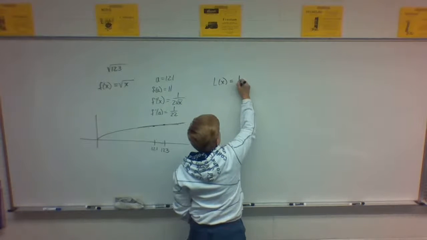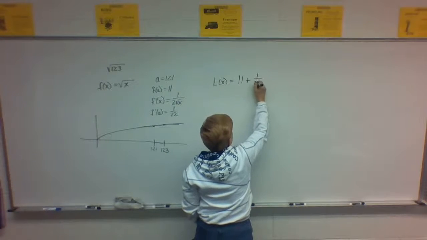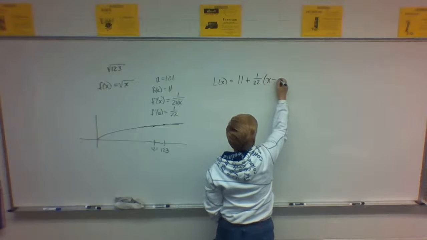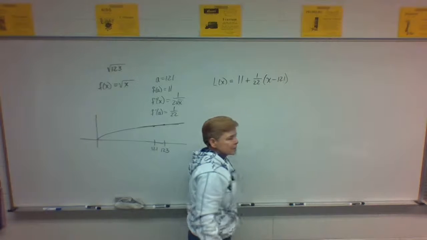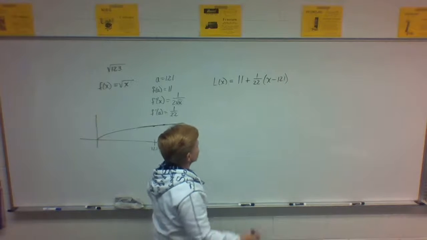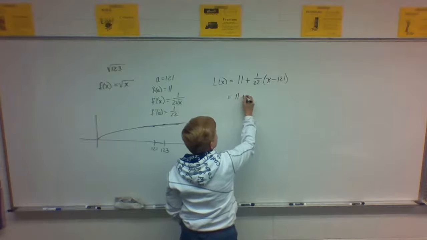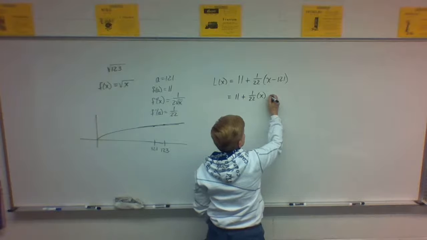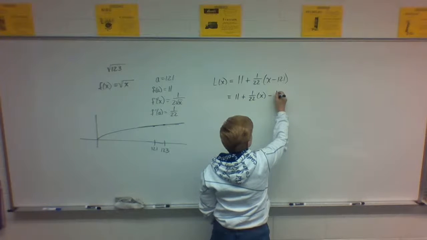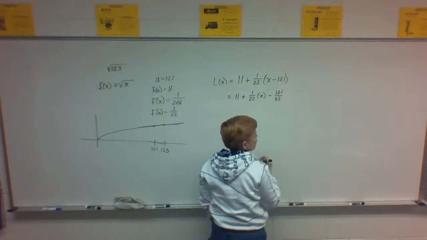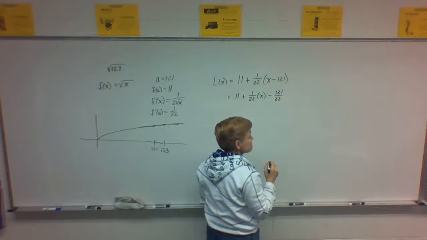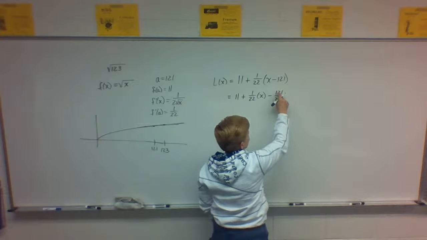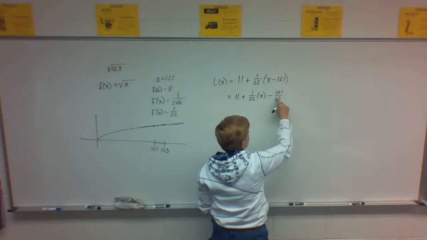11 plus 1 over 22 times x minus 121. Now this is going to take a little more effort. It's not going to be quite so simple. This will be 11 plus 1 over 22 x minus 121 over 22. 11 comes out of both of those and reduces to what? 11 over 2, 11 halves, right? There's an 11 times an 11 and an 11 times 22, and so it leaves 11 over 2.